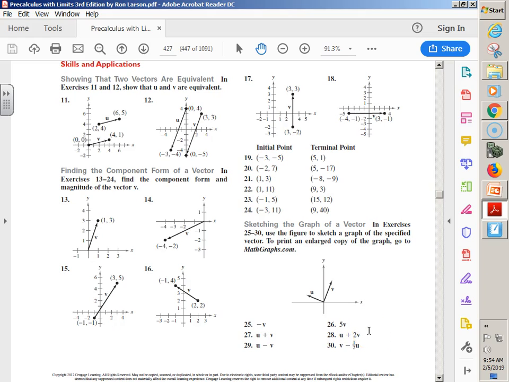But what's happening to the vectors? They're being added, multiplied, added and multiplied and subtracted and multiplied. What does that look like?